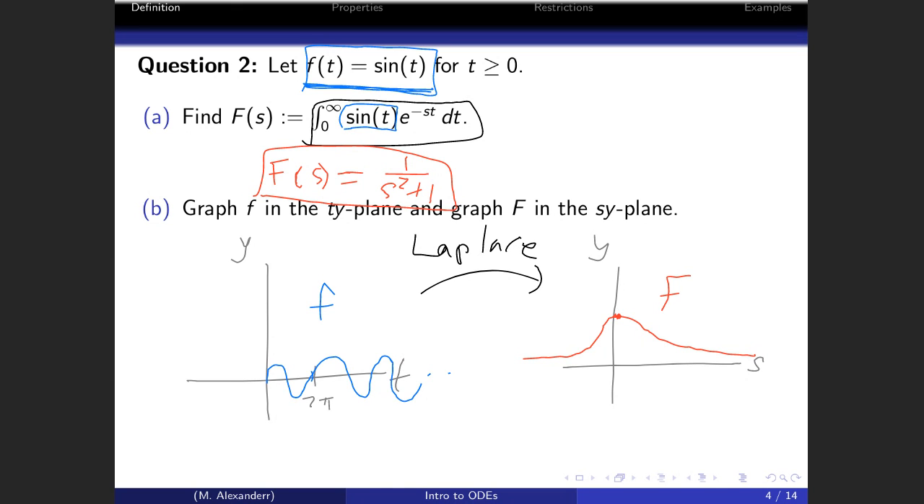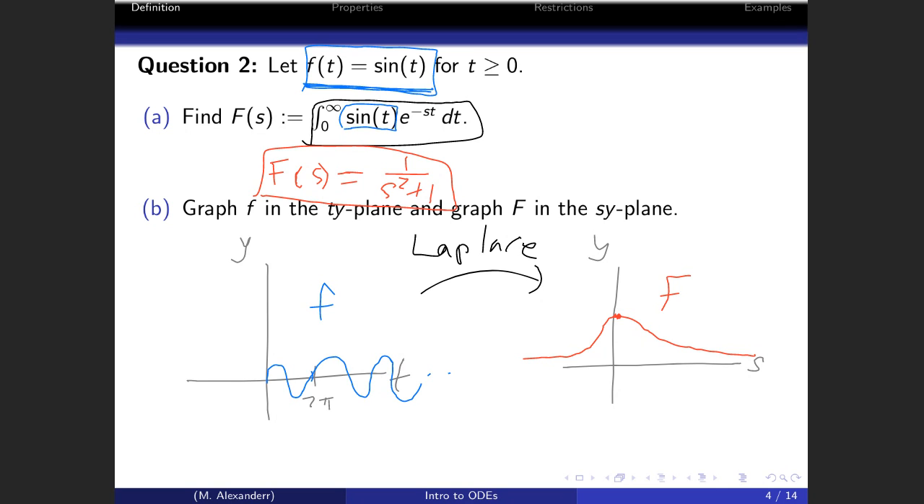So the blue function is in the t variable. The capital F function, the red function, is in the s variable. And so that's how I visualize the Laplace transform. It's a method to change the blue function to the red function. But you have to be careful that in the beginning, it's the t variable that you are dealing with, and then the end result is in the s variable.